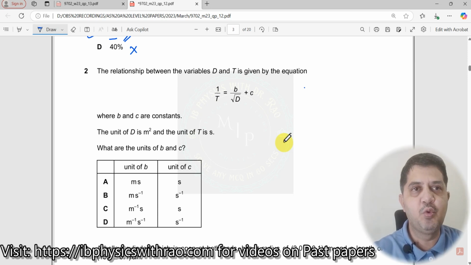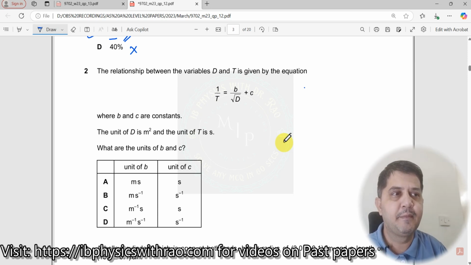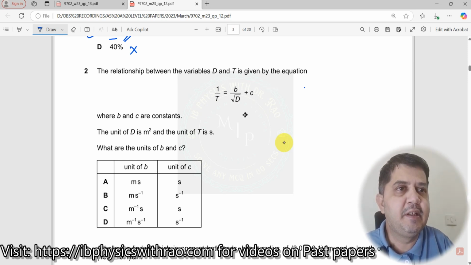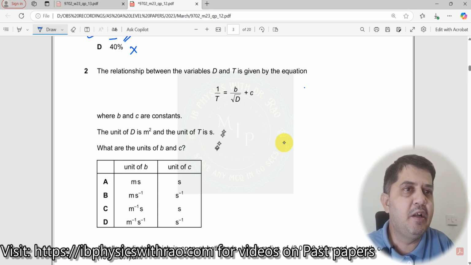Question number 2. The relationship between variables d and t is given by the equation 1/t = b/√(d + c), where b and c are constants. The unit of d is meter square, and the unit of t is seconds. What are the units of b and c? It's a problem on dimensional equation.